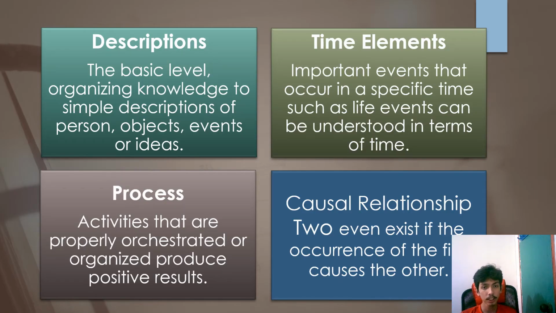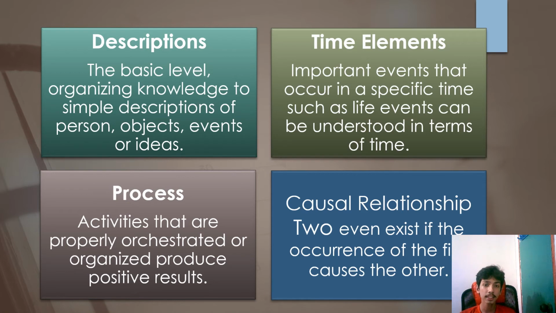So the first thing under the declarative knowledge is the description. It is the most basic among the eight. It simply describes a person, object, event, or ideas. The next is the time element. Time element is the important event that occurs at a specific time such as life events. Examples of these are the birthday, anniversary, or even historic dates.